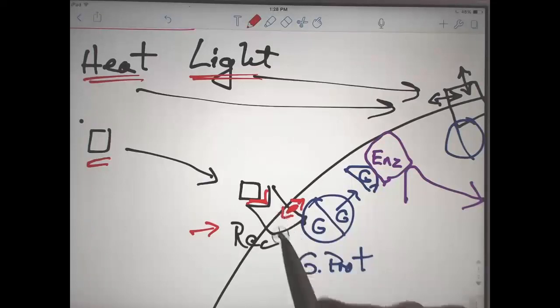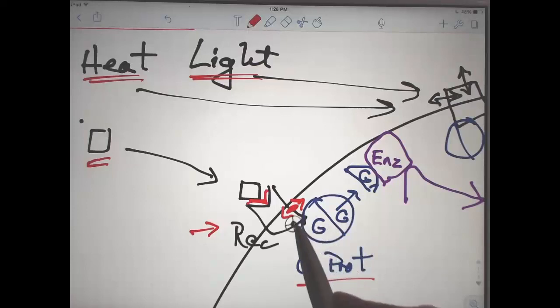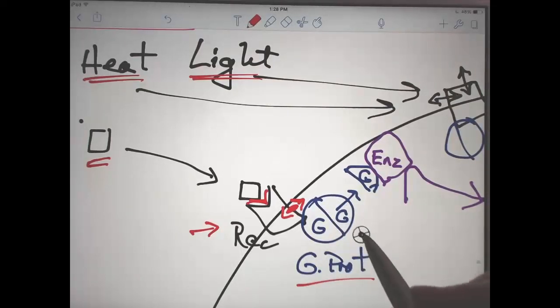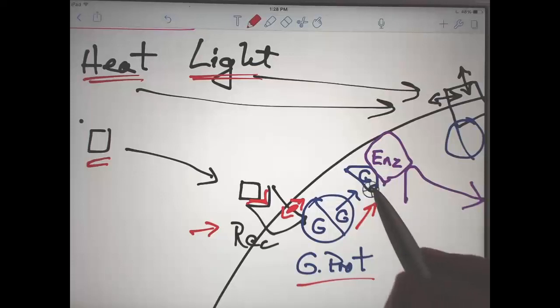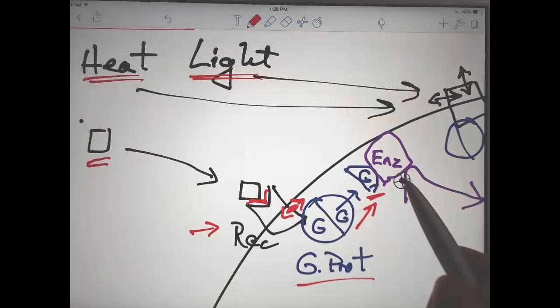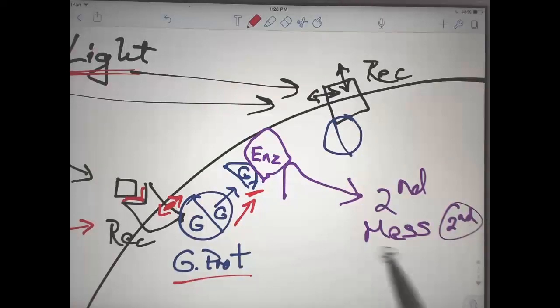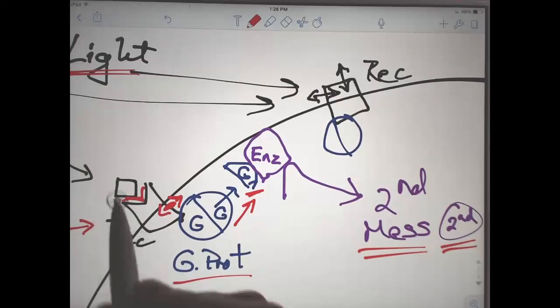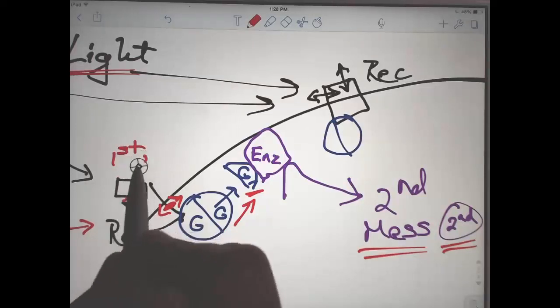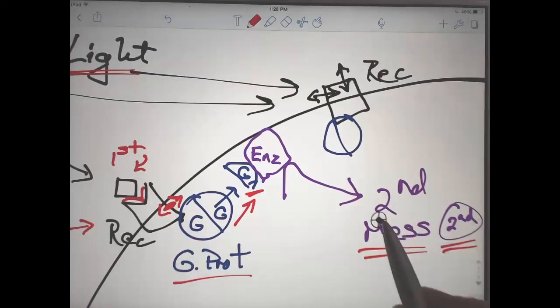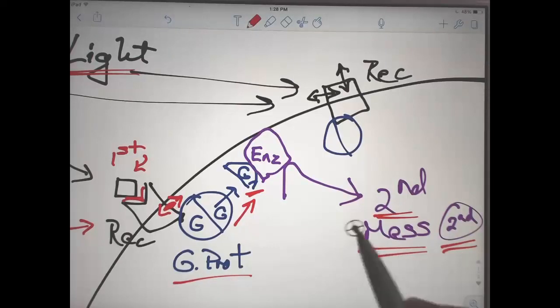When it changes shape, if it is a G protein coupled receptor, that change in shape causes the G protein to change, for example, splitting off this subunit. And that subunit of the G protein then interacts with an enzyme. That enzyme produces a second messenger that I'll just circle and call second. They're usually small molecules that are called second messengers because the first messenger was the chemical on the outside, and so this is the second messenger inside the cell.